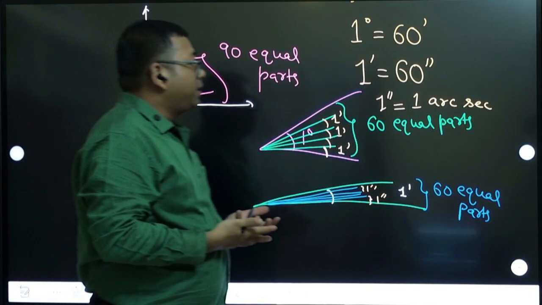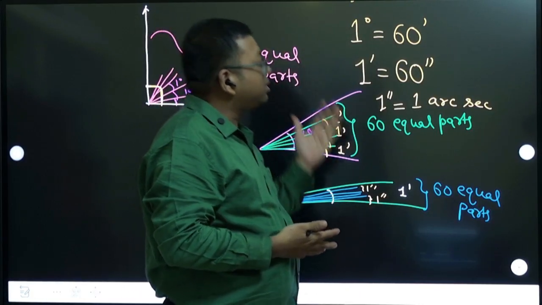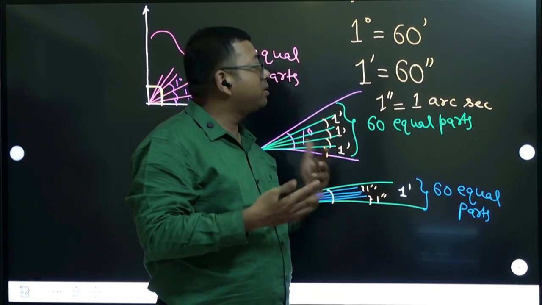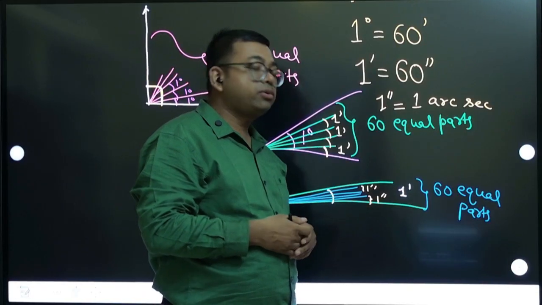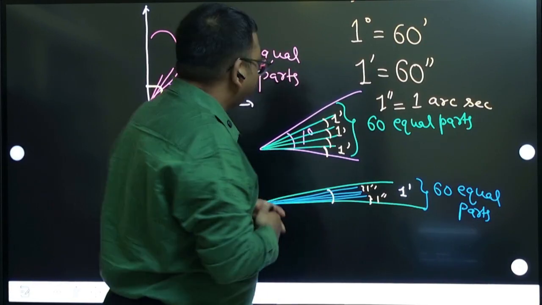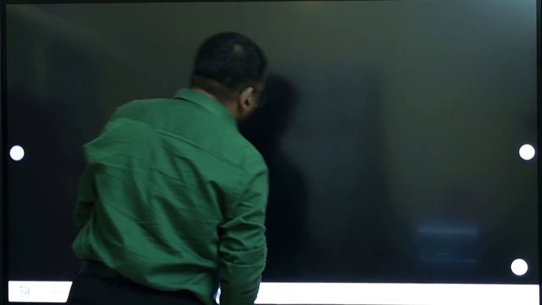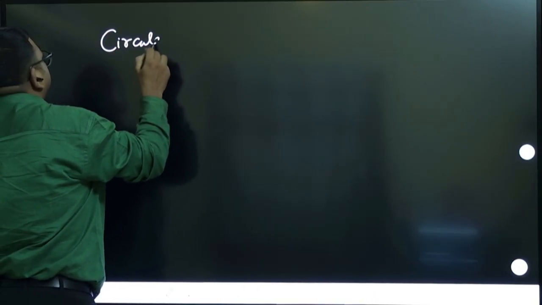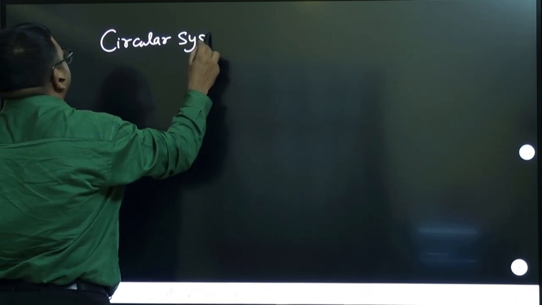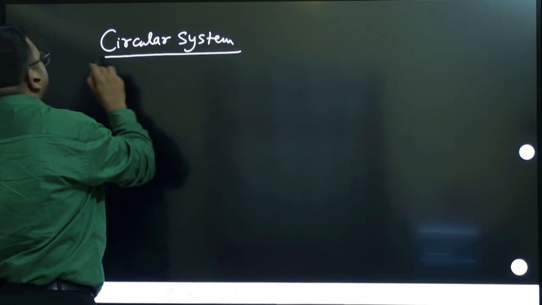So everywhere, we generally study degree only. Minute and second we learn differently. But now we have to also know about minutes and seconds. What about the standard definition of angle, which is called the circular system? What is the circular system?